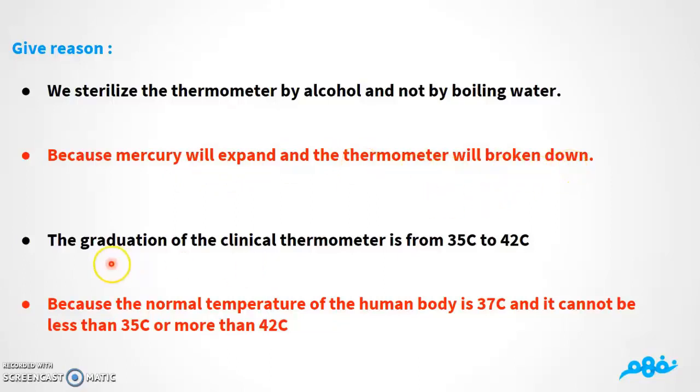Another question is, the graduation of the clinical or medical thermometer is from 35 up to 42. بنلاحظ ان الثرمومتر بتاعنا اللي هو medical thermometer الscale بتاعه ما بين 35 up to 42. Because the normal temperature of a human body is 37 and it cannot be less than 35 or more than 42. يبقى again يا جماعة reason ان انا عندي thermometer من 35 up to 42 ان normal temperature of a human body is 37 مستحالة إن ممكن الـ temperature بتاعي يكون less than 35 أو more than 42.